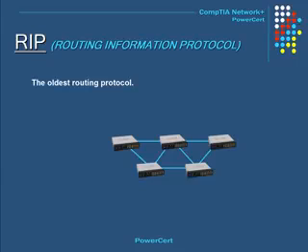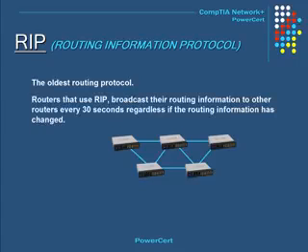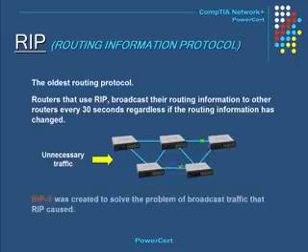RIP is the oldest routing protocol. Routers that use RIP broadcast their routing information to other routers every 30 seconds, regardless of whether the routing information has changed or not. As a result, as networks got larger, this caused a lot of unnecessary traffic on a network. So the developers created RIP version 2, which solved the problem of excessive broadcast traffic that RIP version 1 caused.